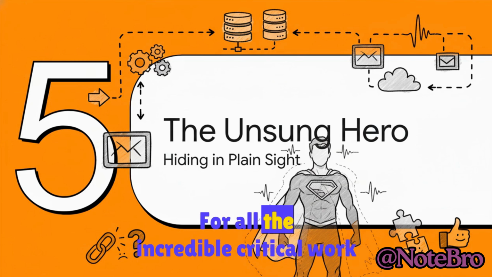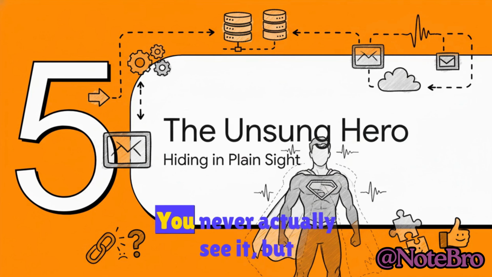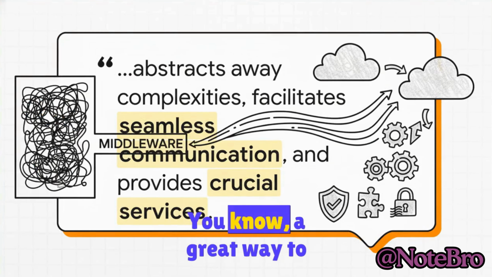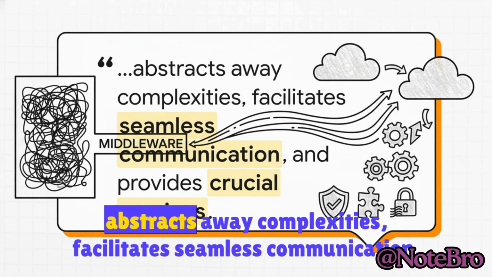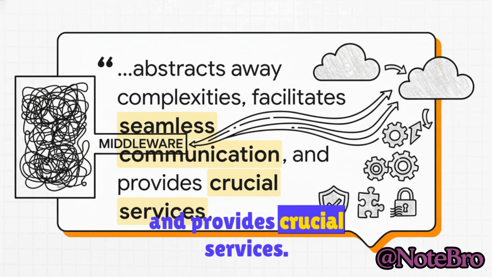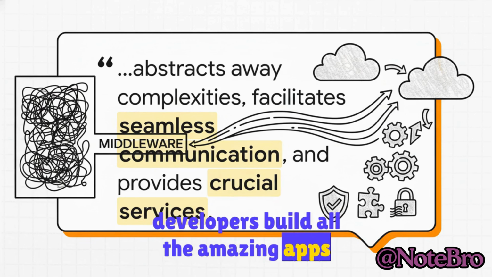And all of this brings us right back to our main point. For all the incredible, critical work that it does, middleware really is the unsung hero. You never actually see it, but you would feel its absence immediately. A great way to sum it all up comes from our source material. Middleware is what abstracts away complexities, facilitates seamless communication, and provides crucial services. It's that invisible foundation that lets developers build all the amazing apps we rely on every day.